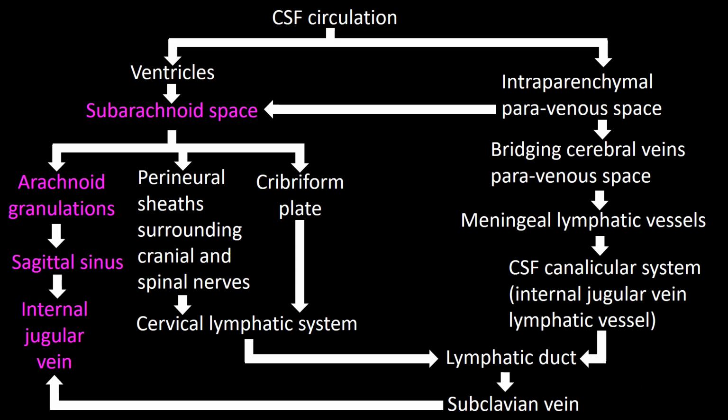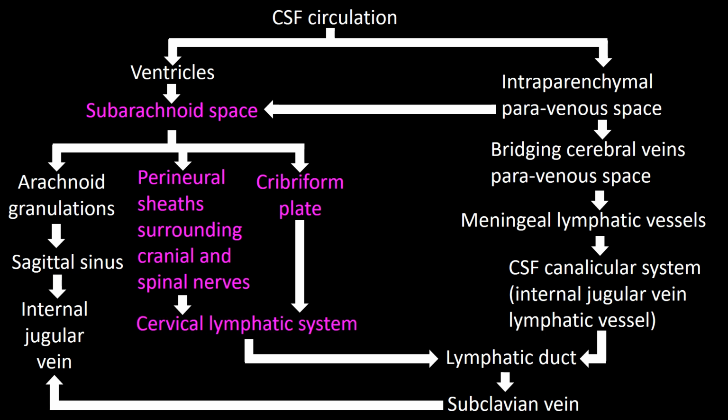In addition to the classical pathway, CSF in the supranuclear space may drain via the perineural sheath surrounding cranial and spinal nerves and via the cribriform plate. From these sites to the cervical lymphatic system. From there to the lymphatic duct, subclavian vein, to reach the internal jugular vein. I will illustrate this pathway in the next frames.